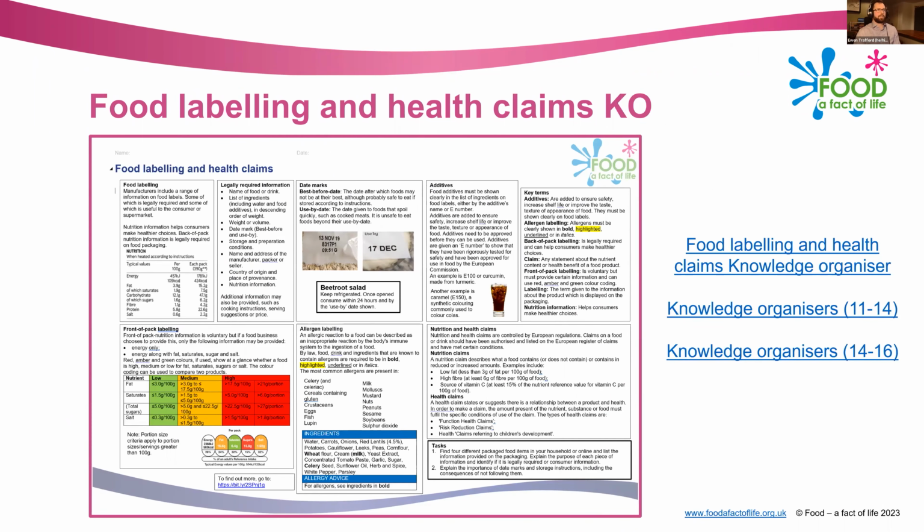We've also got a food labeling and health claims knowledge organizer. Our knowledge organizers are some of our most popular resources. We've got them for 11 to 14 and 14 to 16 linked there. They basically are a need to know for each topic. You can cut out the boxes and use them in various different ways. This has all of the key terms and all the basic information about front of pack labeling, back of pack labeling, but also date marks, additives, etc. And it's just a really useful guide either for yourself before a lesson or for your pupils to use either in a lesson or for revision.